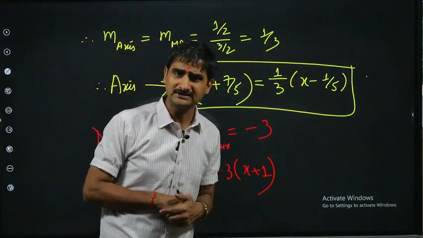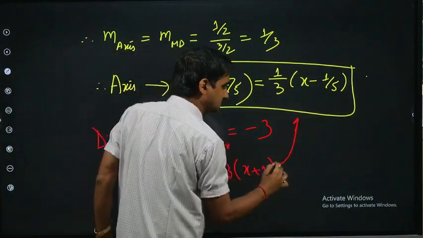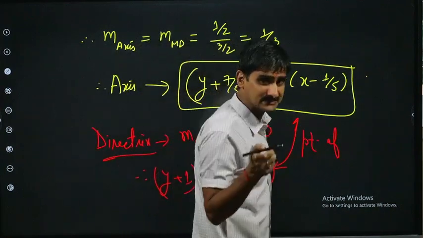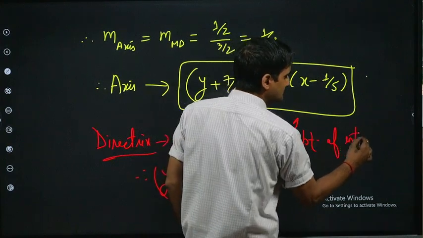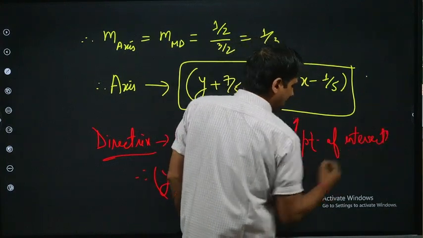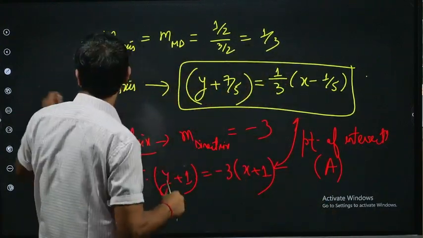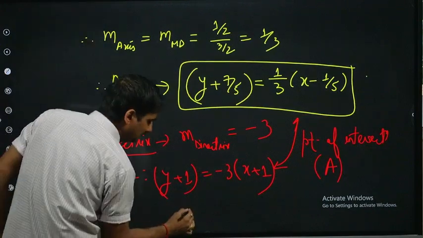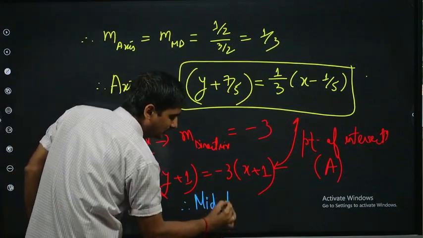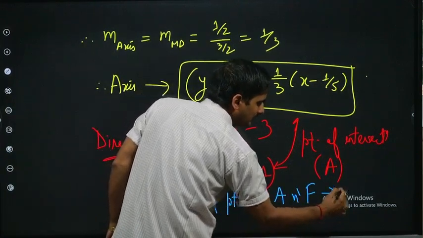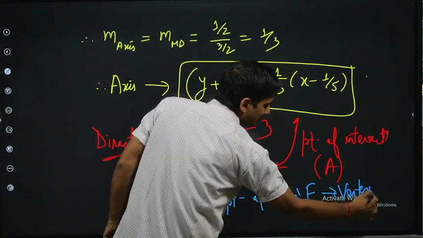How will we get the vertex? You find the point of intersection of the axis and the directrix. Let's say I call it point A. Now the midpoint of A and focus is the vertex, bachcho. So hence we got everything.